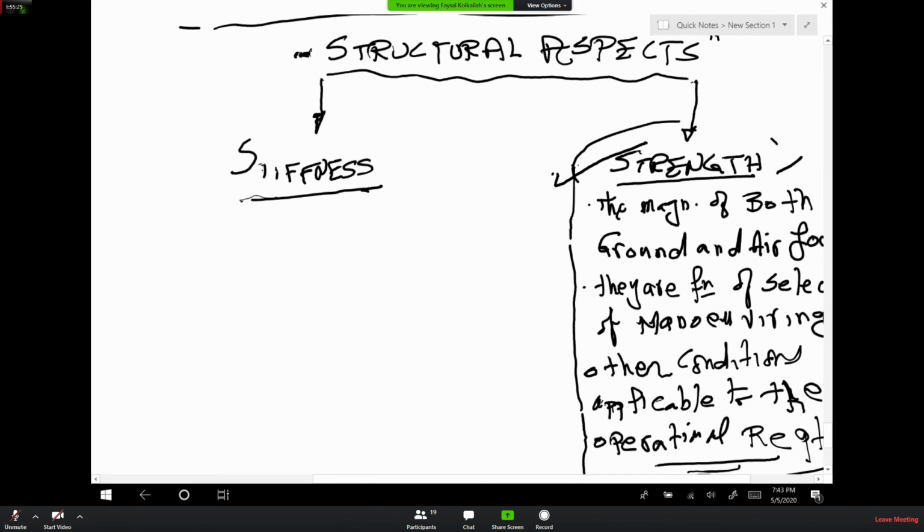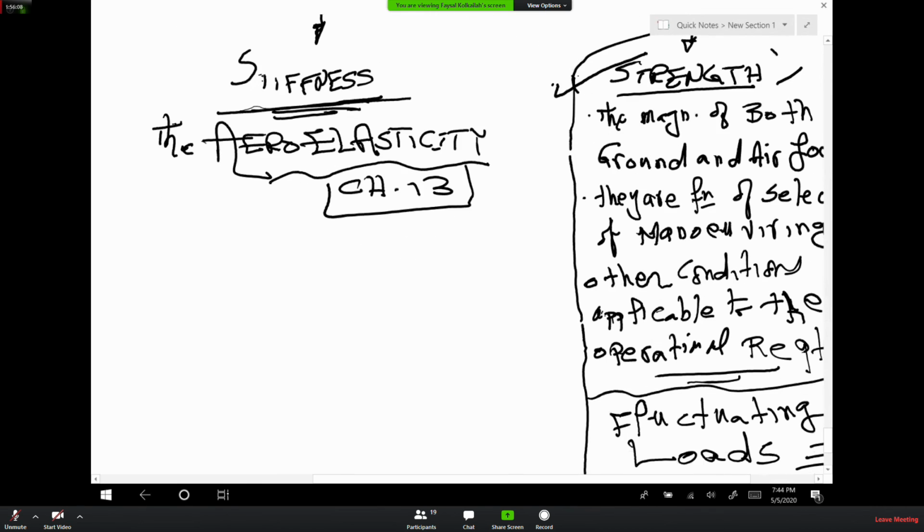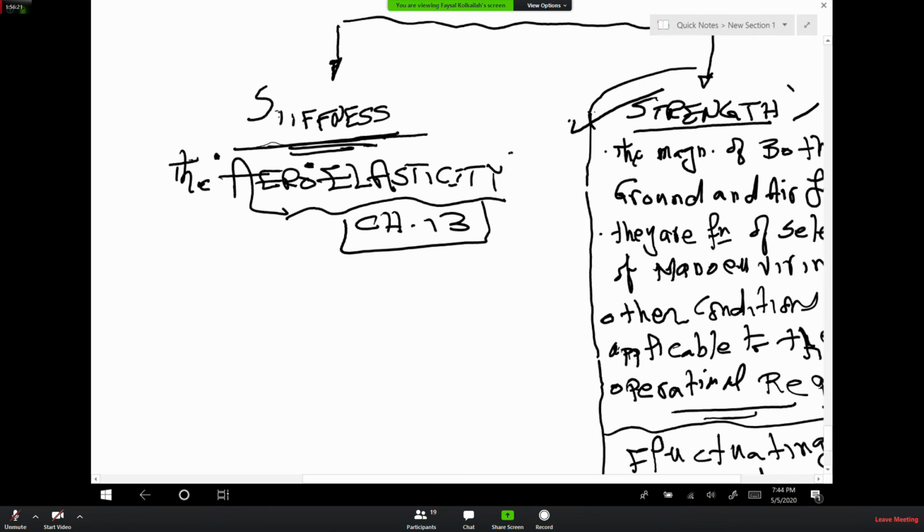Let's get to the stiffness, which is really the point we need to talk about. And in the stiffness, that's where we get to aeroelasticity. Elasticity. And that's, I said, chapter number 13 in the Magnuson book. What is aeroelasticity? As you can see from the title, aero and elasticity: two words, two titles, two subjects.